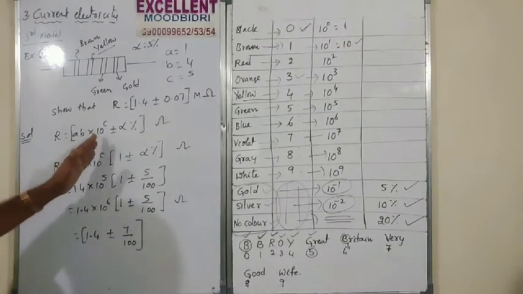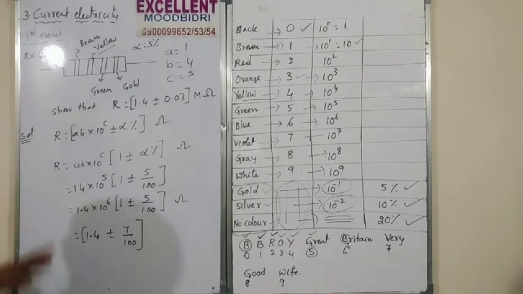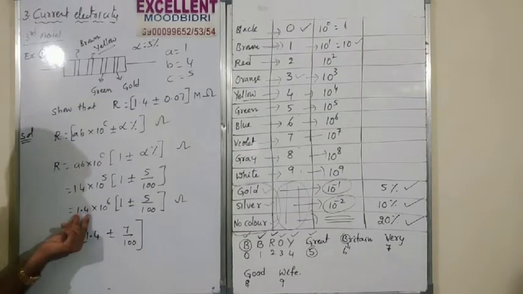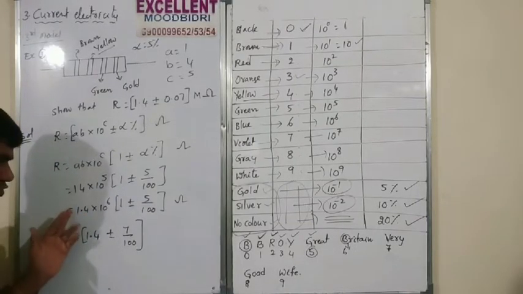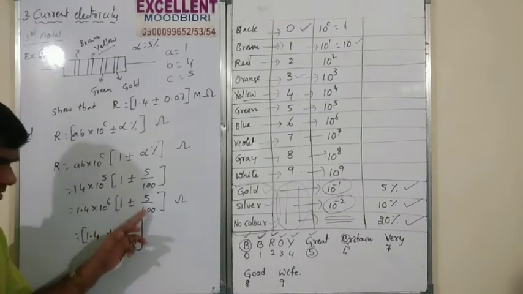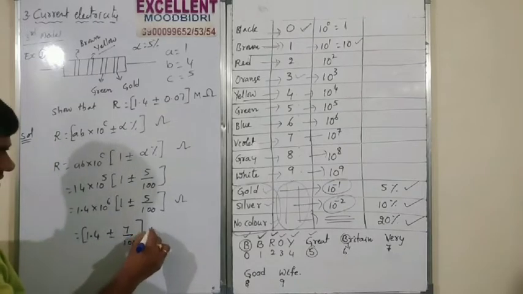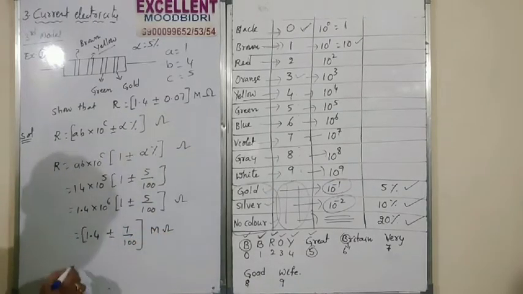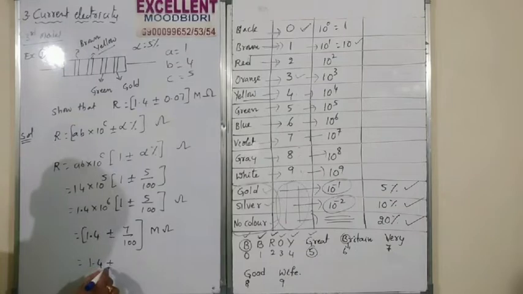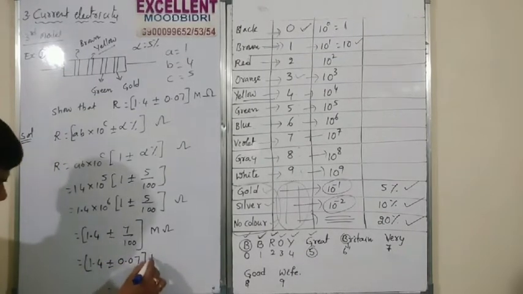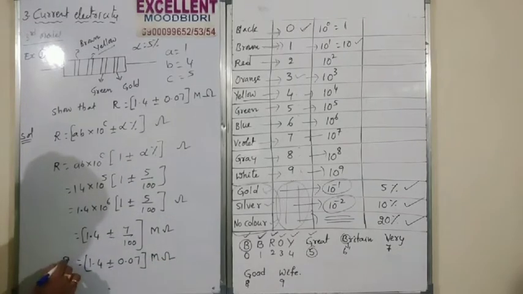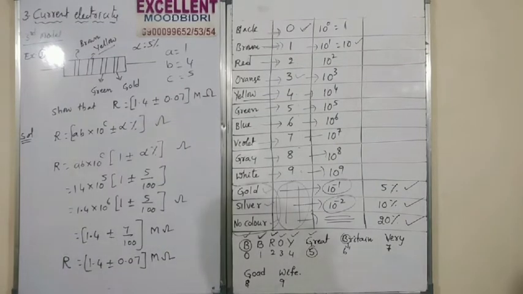Previously I told you this was only this part. But now, after substituting the values, this 1.4 you have to multiply by 1 and multiply by 5 by 100. Understood? So 10 power 6 means mega. Mega ohms. So 1.4 plus or minus 0.07, right? Mega ohms. This is the resistance value. Are you clear? Right. Next.